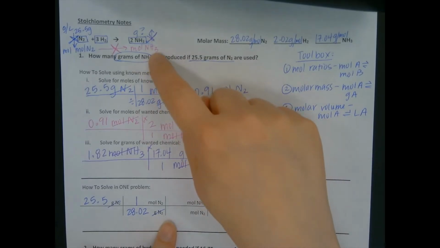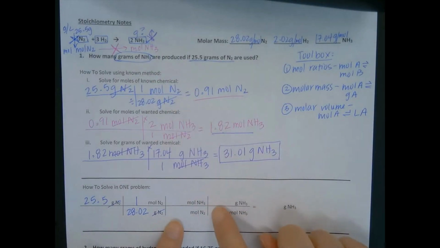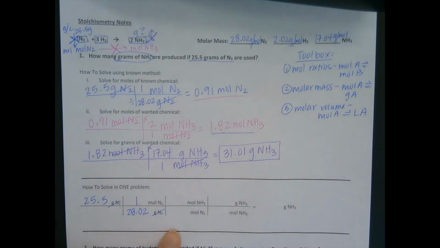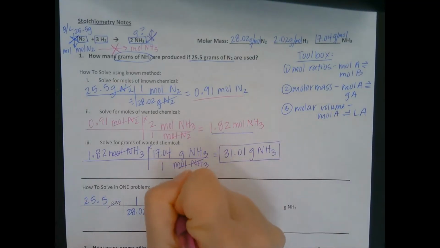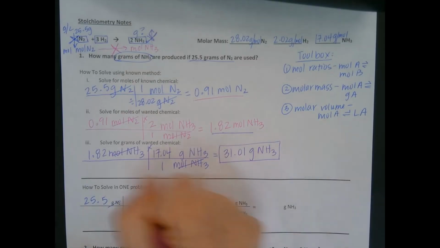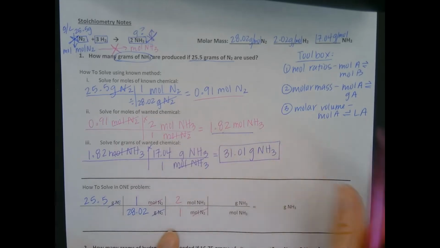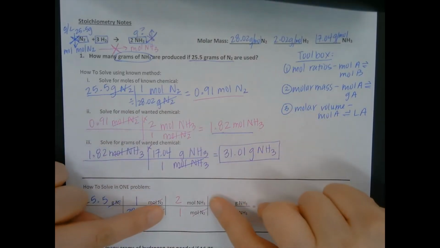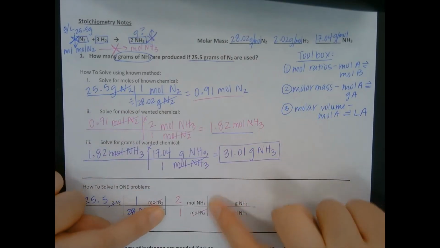The next part of my map tells me to use the mole ratio to change my chemicals. So moles of NH3, moles of N2. I'm going to use the coefficients of the balanced reaction. So that would be 2 over 1. Mole of N2 cancels with mole of N2. That's what this step is right here. I just did that next instead of solving.